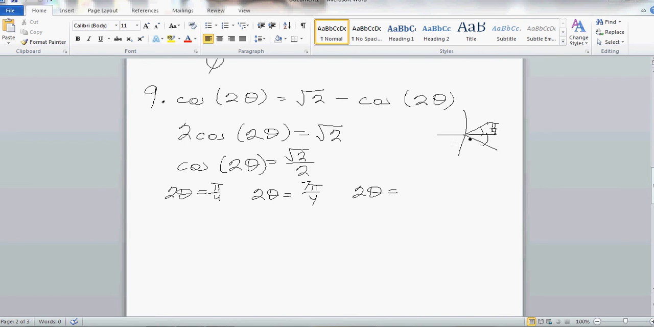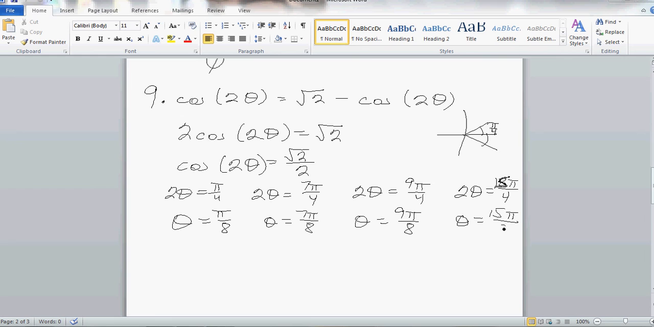Or 2 theta going my second time around, all the way around and then ending there, is 9 pi over 4. And finally, going almost all the way around twice will give 15 pi over 4. And then all I have to do is divide by 2 all the way through here. So theta might equal pi over 8. It might equal 7 pi over 8, 9 pi over 8, or finally 15 pi over 8. And once again, each of those fall within the range 0 and 2 pi.